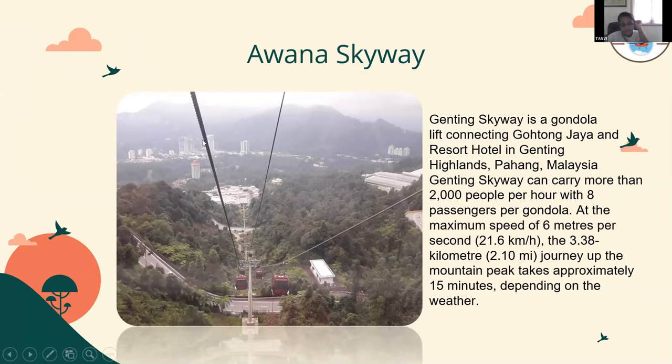Okay, ma'am. So this is used to visit Genting Highland. There is a very beautiful highland. It's called a highland because it's a little higher than the normal sea level, or you can say than the normal Malaysian plain. This Awana Skyway can hold up to 2,000 people per hour, and each gondola can carry around 8 people, if the weather is clear and there is no rainy season.